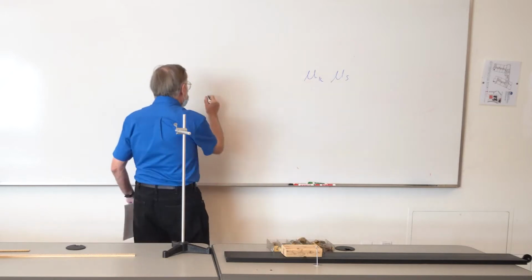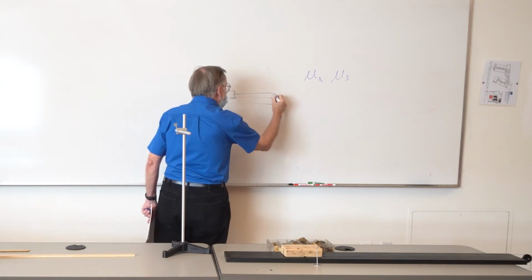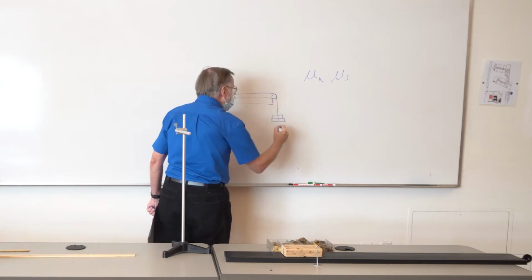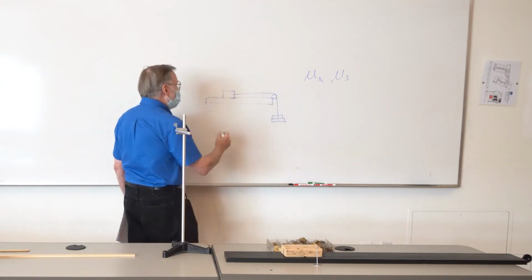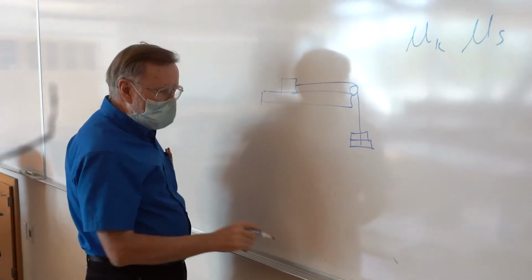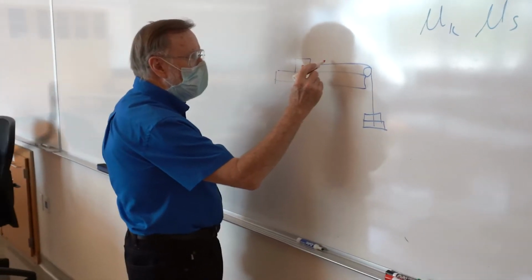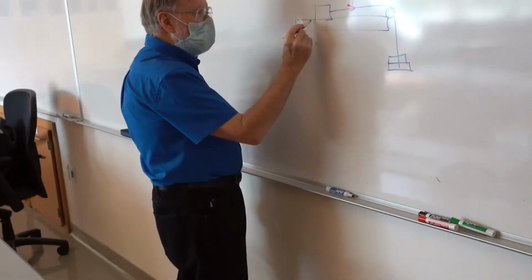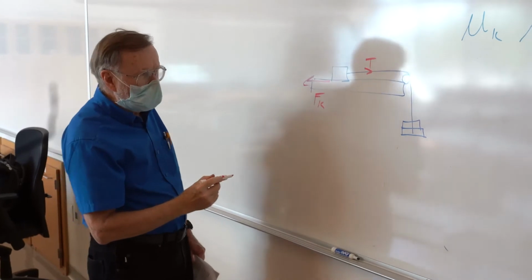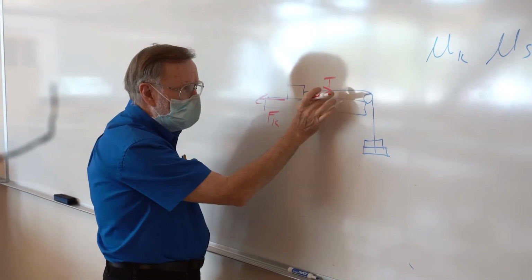The idea is this. We're going to take a block of wood, connect it to a string that passes over a pulley. We're going to place some masses on a hanger so that the block of wood is moving at a constant speed. What this tells us, if the block is moving at a constant speed, is that the tension in the string must be equal to the force of friction, in this case kinetic friction. If those two forces are equal, then the block will be moving at a constant speed with no acceleration.